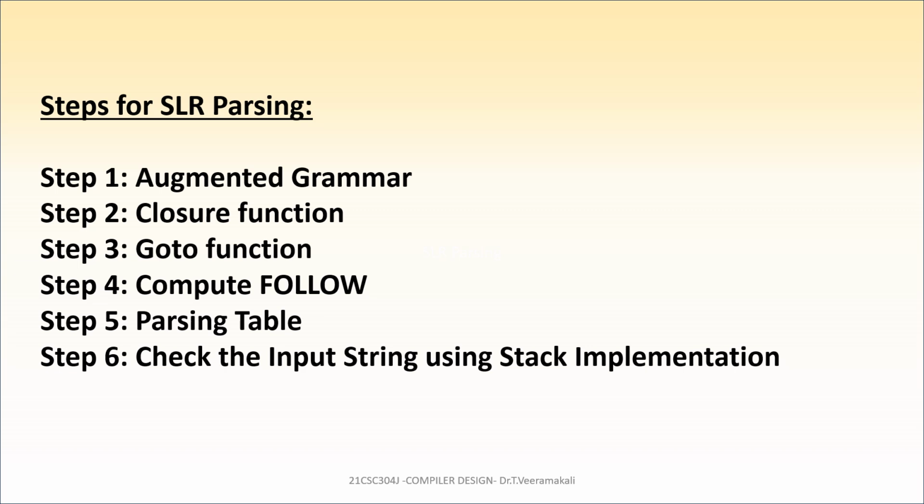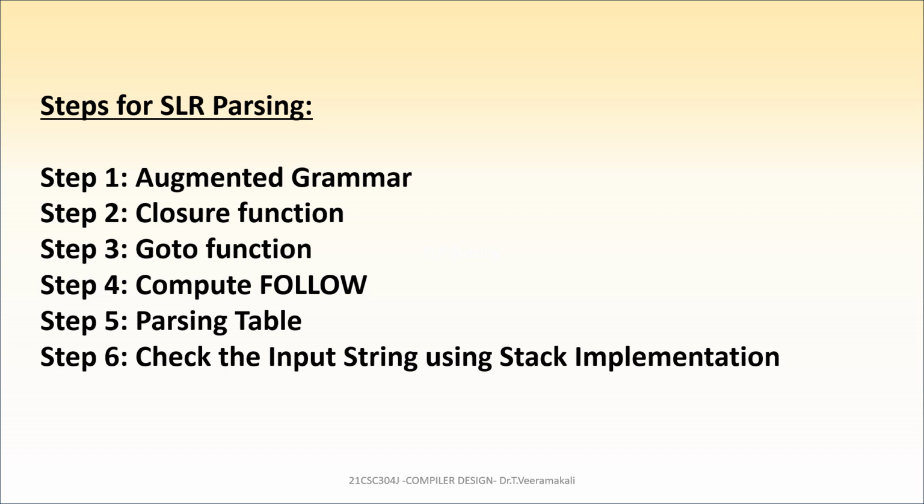These are the steps involved in SLR parsing. First, we need to construct the augmented grammar. In the augmented grammar, we have to introduce one new start symbol. And we have to find the closure function and goto function. After finding the goto function, we have to find the follow of non-terminals. Next, we need to construct the parsing table. After completing the parsing table construction, we have to check whether the given input string is possible to create using the given grammar. So these are the steps involved in SLR parsing.